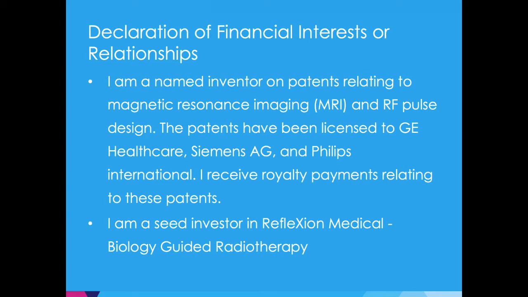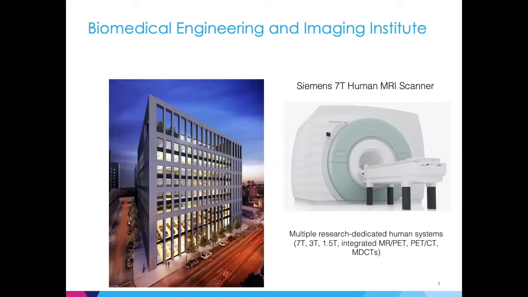Just need to declare some relationships, and wanted to mention that we have a 7T scanner, obviously, and it is the Magnetom version, not Terra, but with very similar parameters to what you all have. And we have an institute dedicated to research in biomedical engineering and imaging at Mount Sinai in New York. That is an artist's rendition of our building. It looks much nicer in this than in real life, so I put that one in.